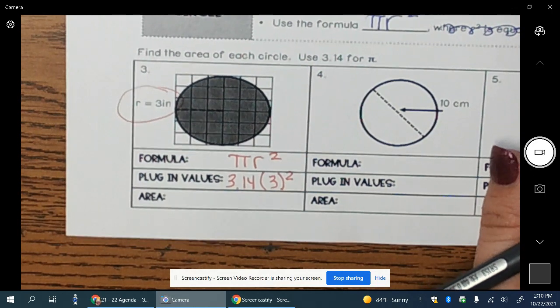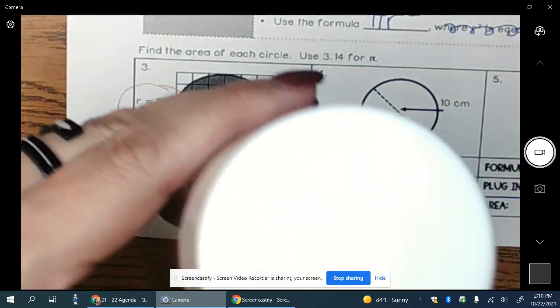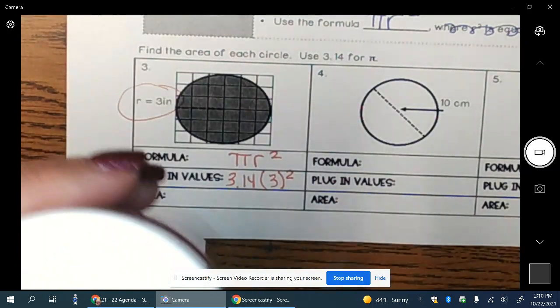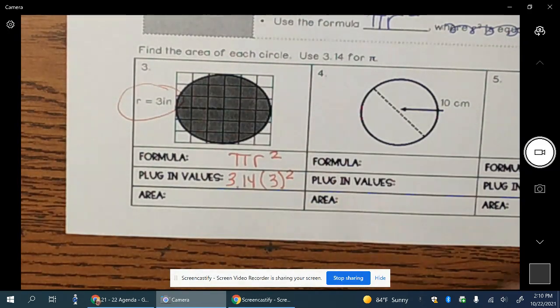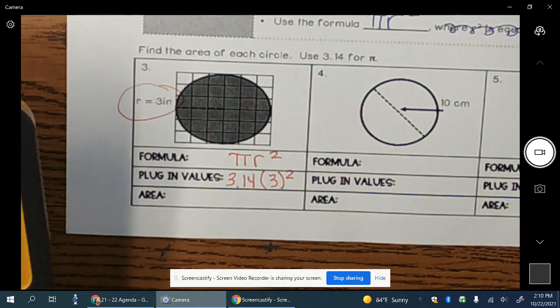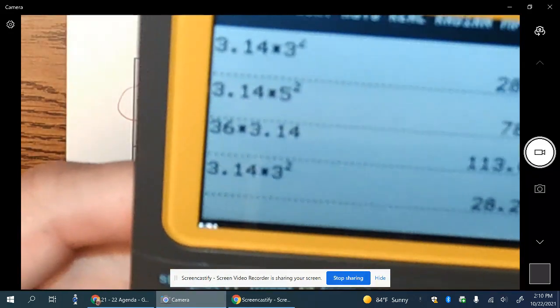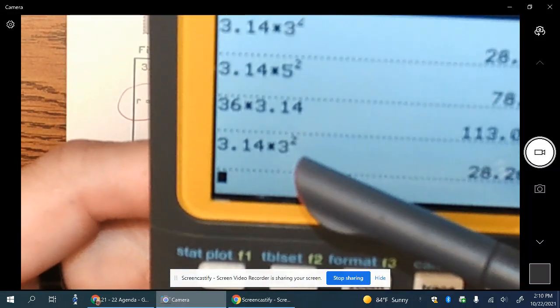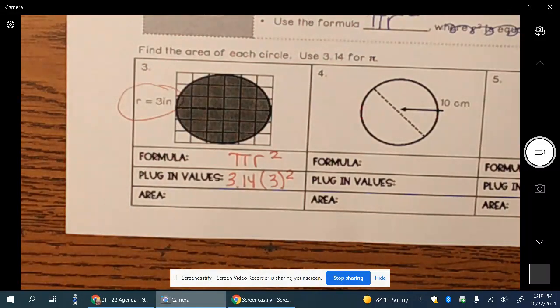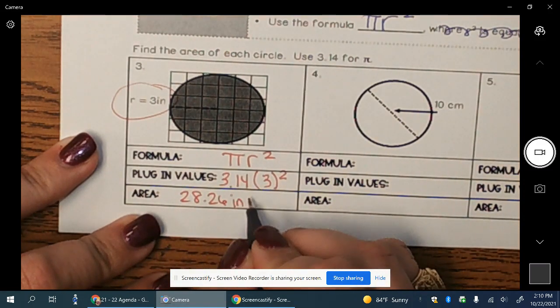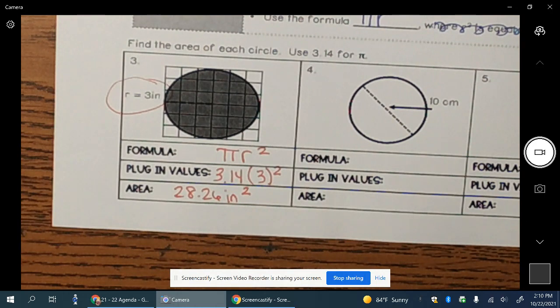The circumference is the outside, the edge, that would be the perimeter. That's the perimeter. That's 2 pi r, yeah. 28.26. Anybody get 28.26? Yeah. Okay, make sure that you are doing squared. You're making that 2 go up, not times 2. 28.26 inches squared, because this is area.